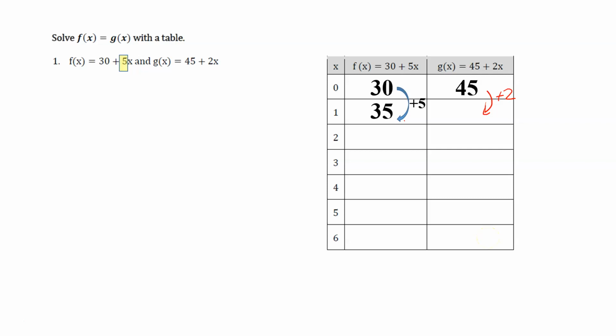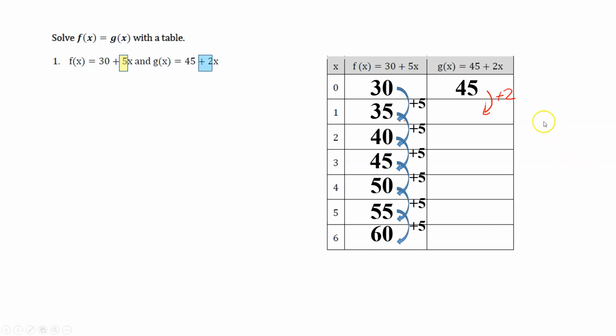Unpause, that would be 35. If you continually added 5, this would be the pattern you would see for the first column. For the second column, because we're going to be adding by 2, 45 plus 2 would be 47, if we continually added 2. If at any point you see the numbers are a little off, check your calculations, because notice how, if I make a mistake here, it'll affect everything else.